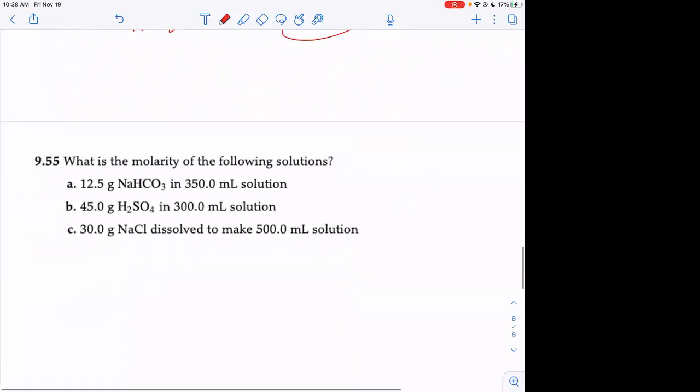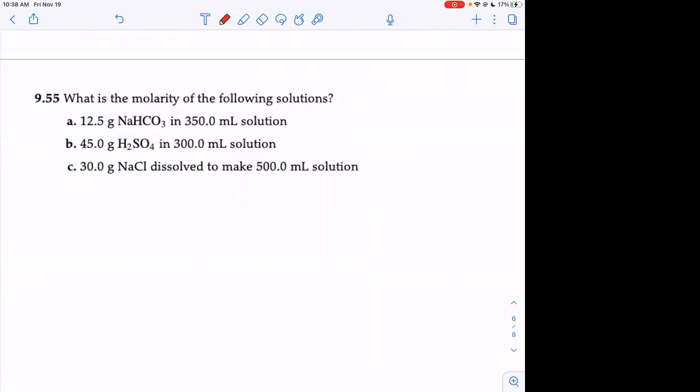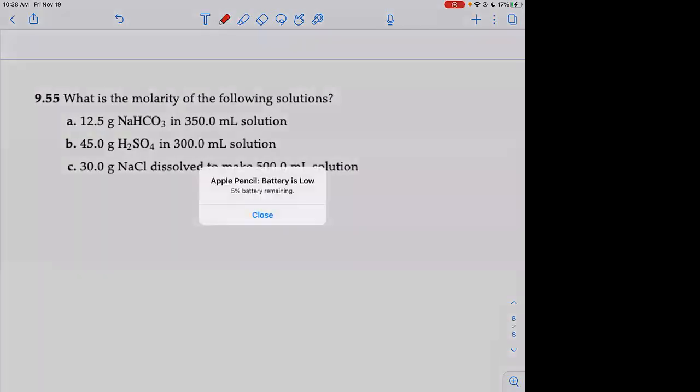Okay, so this one is straight asking about molarity. What is the molarity of the following solutions? So again, there's 3 here. I'll do an example of 1.